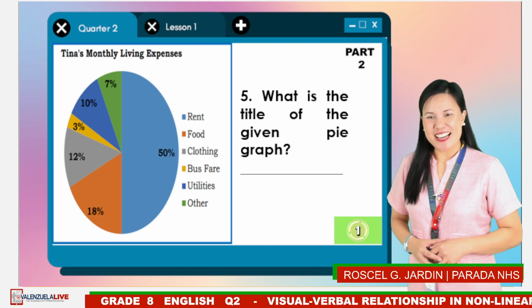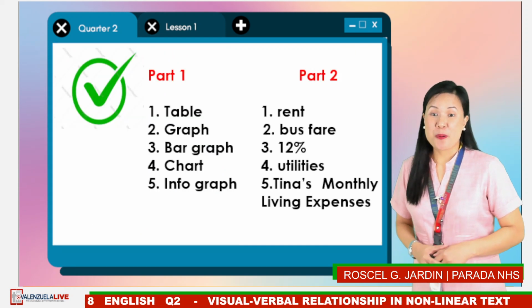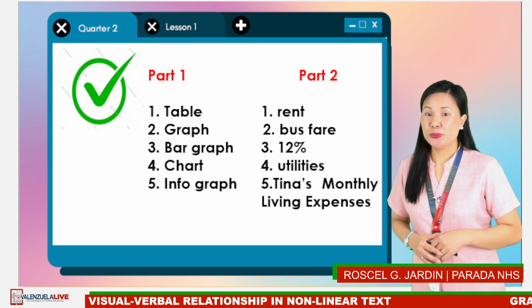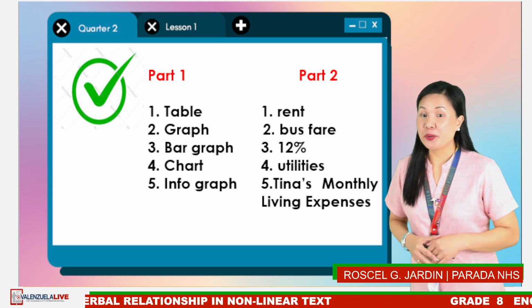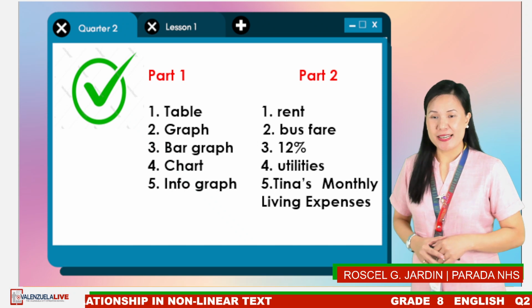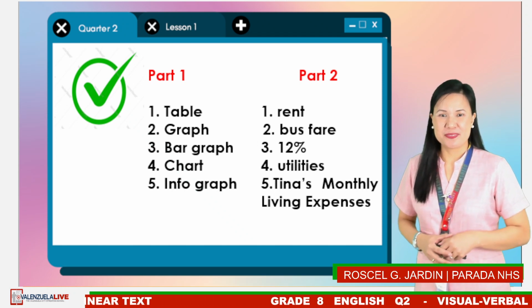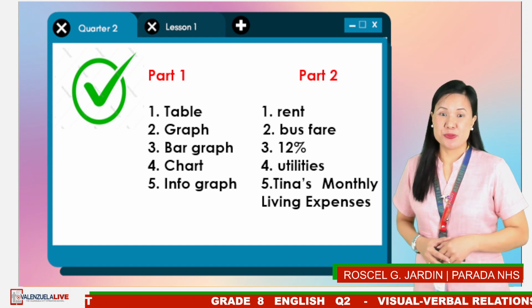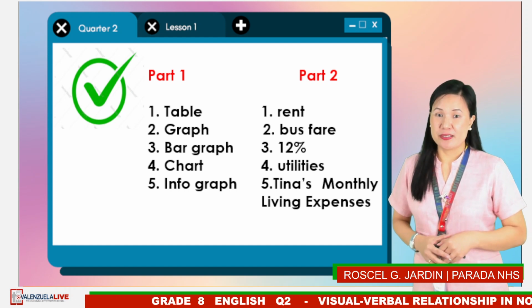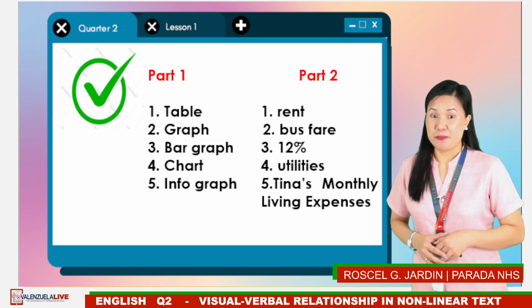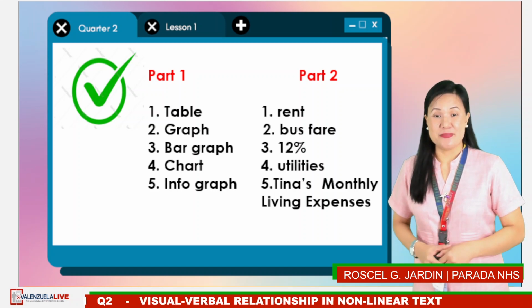Let us check your answers. For part one, number one, it's table, two, graph, three, bar graph, four, chart, five, infograph. For part two, number one, rent, two, bus fare, number three, 12%, number four, utilities, and number five, Tina's monthly living expenses.